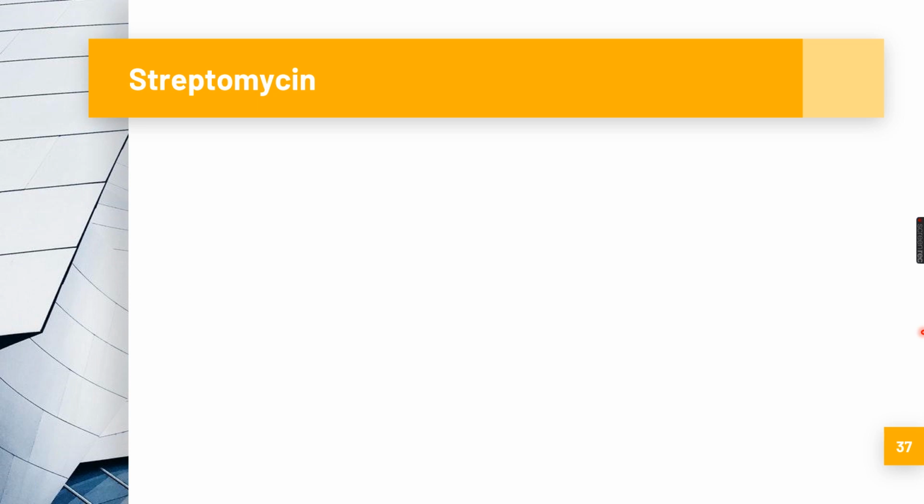And the last drug in the class of first line drugs in the management of tuberculosis is streptomycin, and we all know that it's an aminoglycoside. Okay, it inhibits protein synthesis by disruption of the formation of the initiation complex during translation.